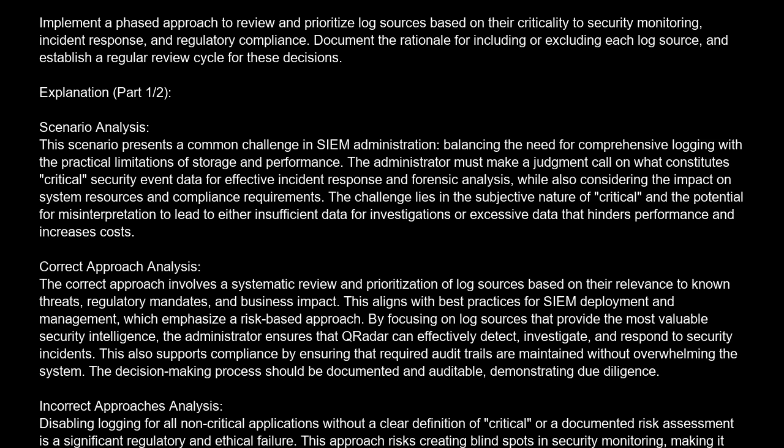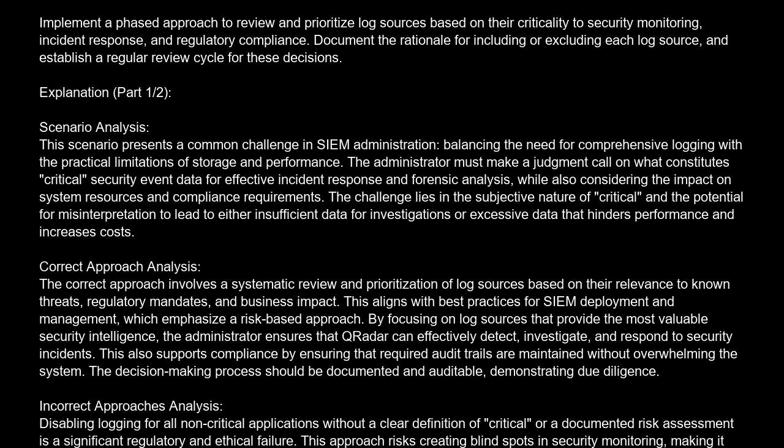Correct approach analysis. The correct approach involves a systematic review and prioritization of log sources based on their relevance to known threats, regulatory mandates, and business impact. This aligns with best practices for SIEM deployment and management, which emphasize a risk-based approach. By focusing on log sources that provide the most valuable security intelligence, the administrator ensures that QRadar can effectively detect, investigate, and respond to security incidents.